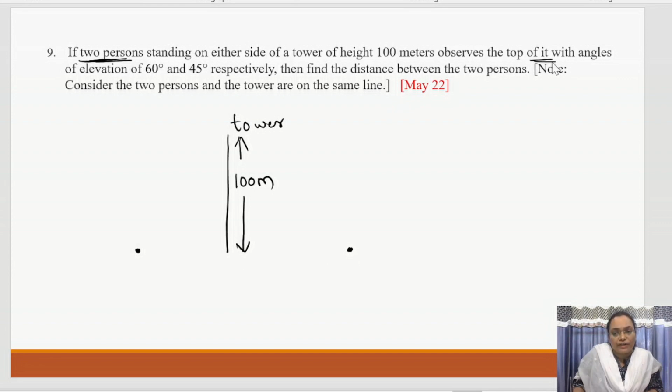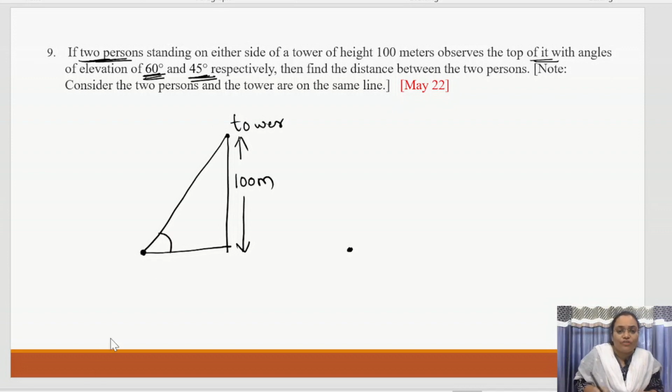Observes the top of it with an angle of elevation 60 degrees and 45 degrees respectively. So the two persons observe the top of the tower with an angle of 60 and an angle of 45. You can take this is the person. From here he is looking at the object.